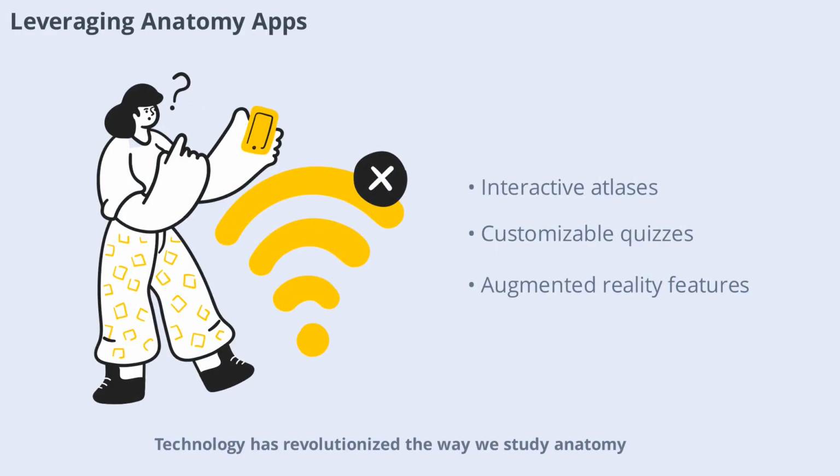Technology has revolutionized the way we study anatomy. There are countless apps designed to help you learn, from interactive atlases to quiz-based platforms. These apps often include high-resolution images, animations, and customizable quizzes. Some even use augmented reality to project anatomical structures into your environment. By integrating these tools into your study routine, you can make learning more engaging and efficient.